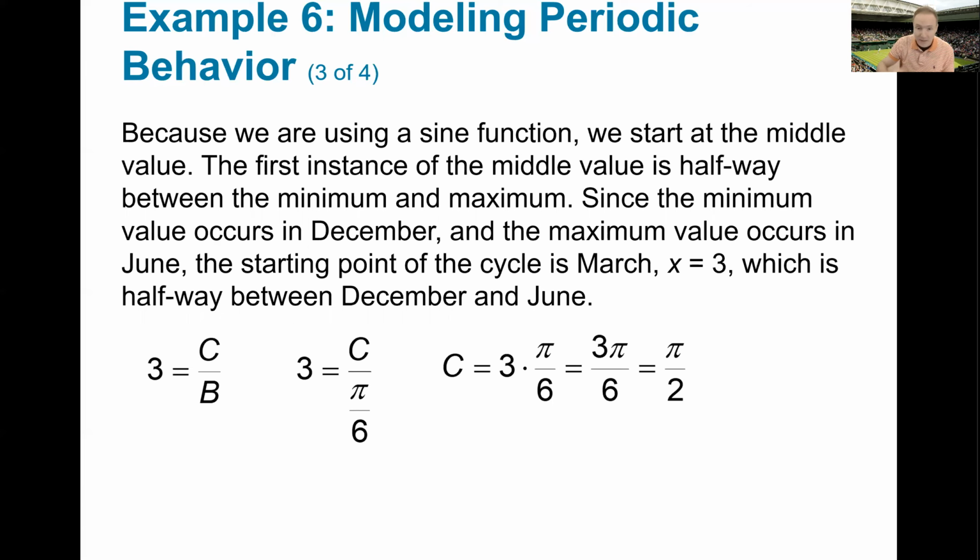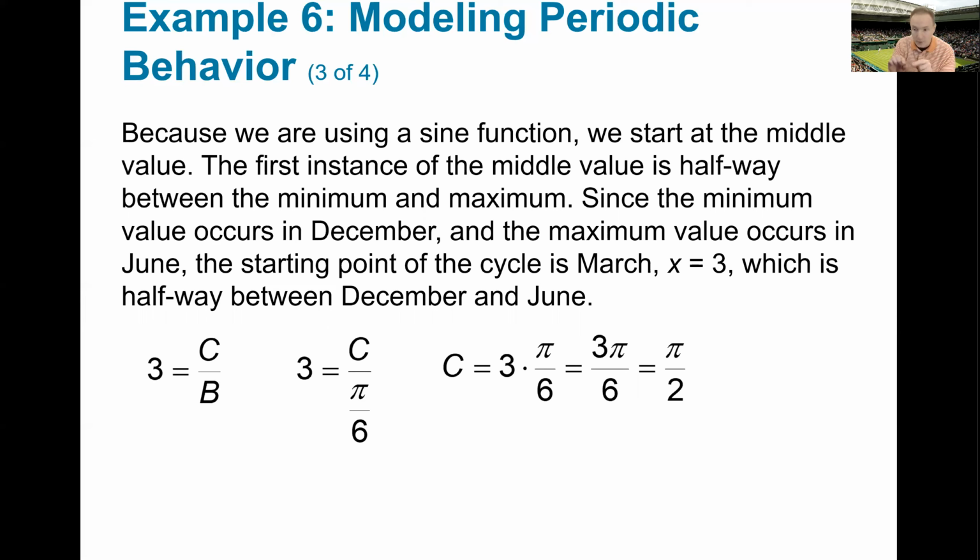You could also think of it the way I have it written here. We have a minimum in December. So you go from a low of December, a quarter of a period later, you would hit the x-intercept, or in this case, the middle value of 12. So you have a minimum of 10 hours in December. 3 months later, January, February, March, you're going to have 12 hours.